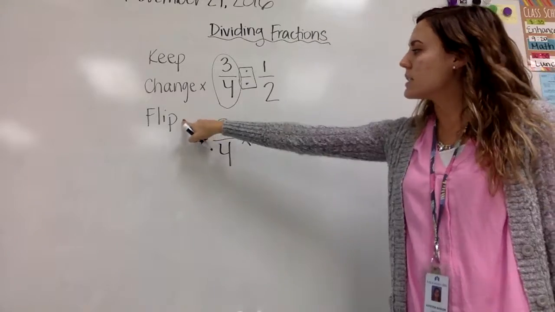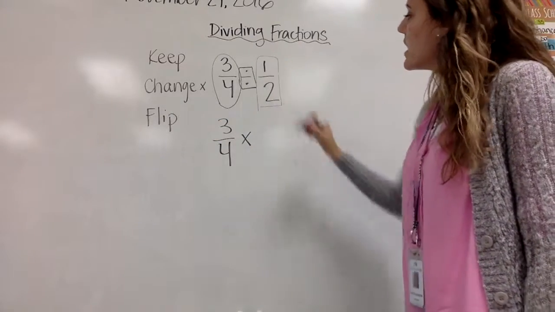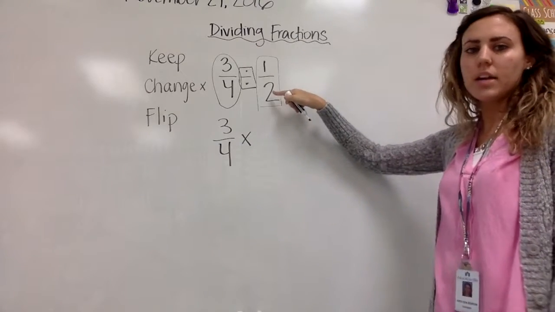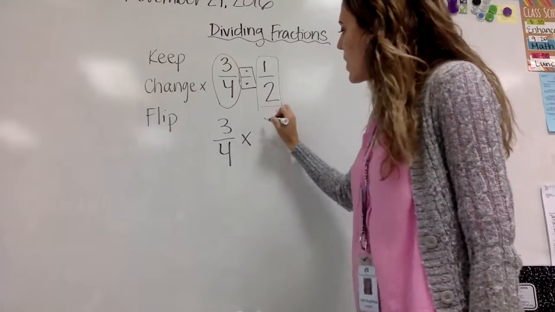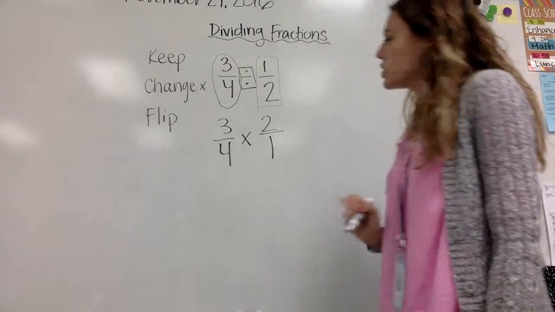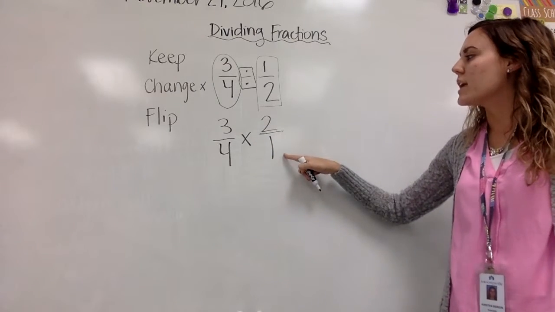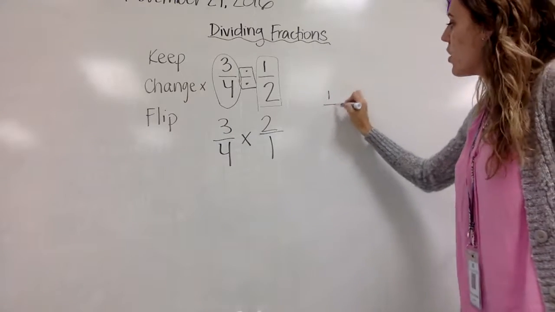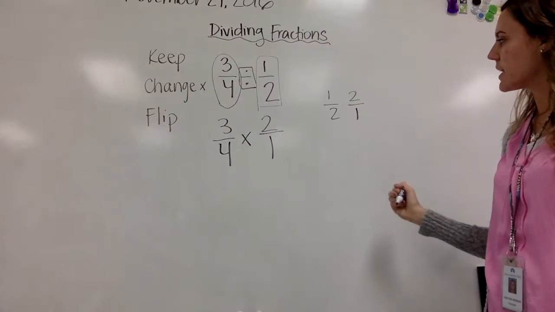And our last step is to flip. So this last fraction is going to flip. So I'm going to put my numerator as my denominator and my denominator as my numerator. So I'm going to flip them around. So instead of 1/2, it's going to be 2/1. This right here is the opposite of 1/2. If you look at them, 1/2 and 2/1, those are the opposite numbers.